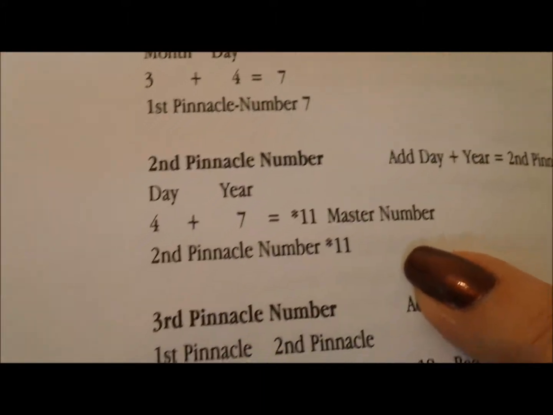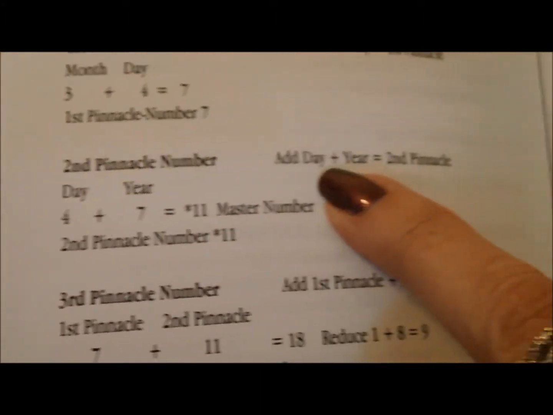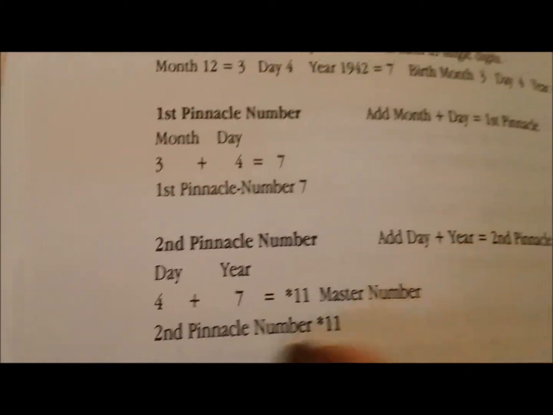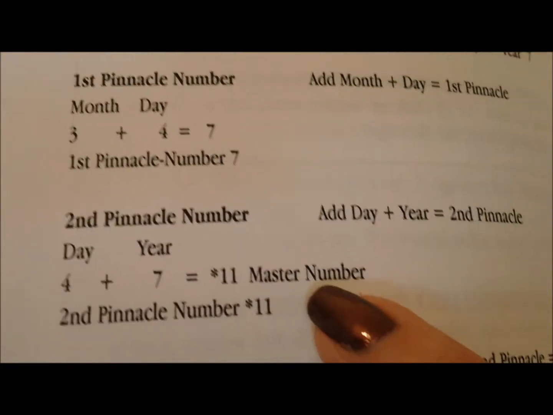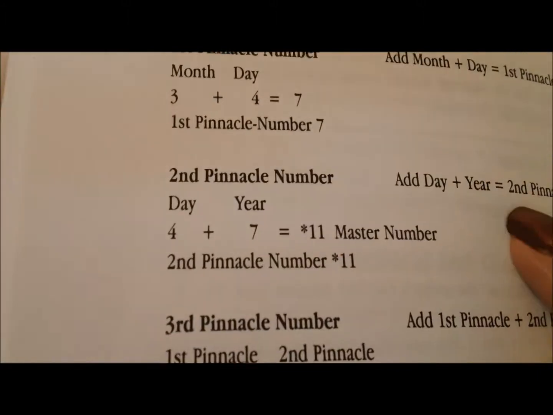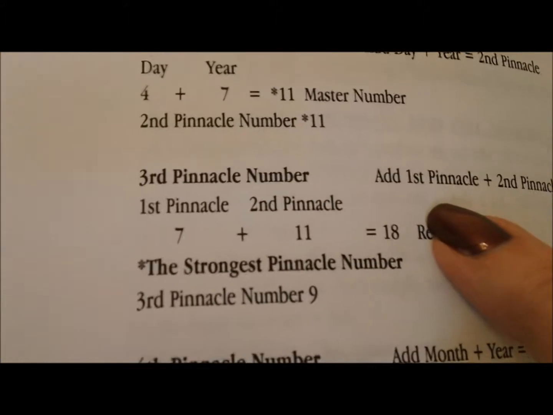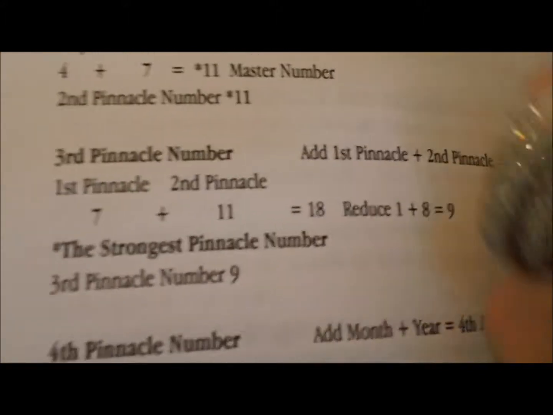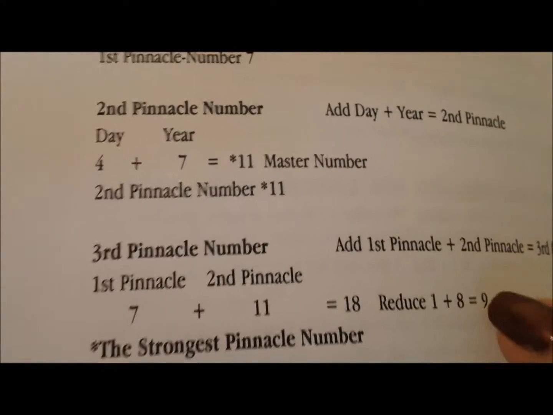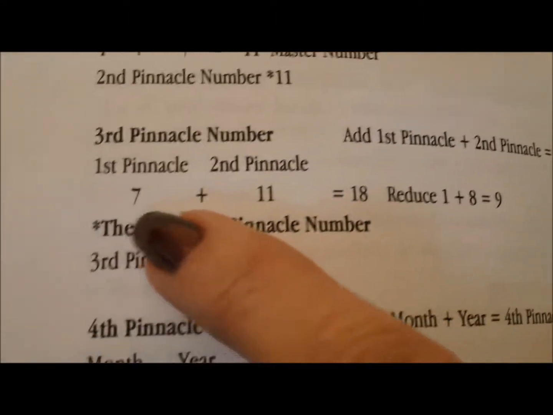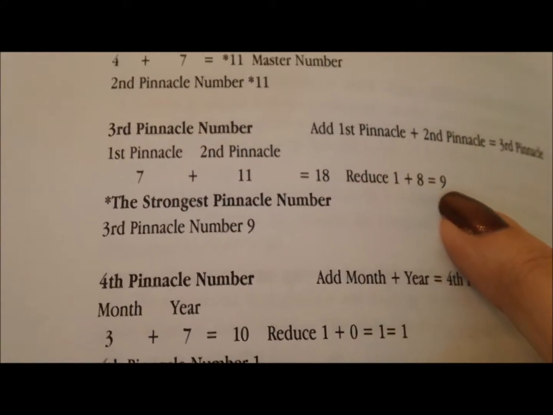My second pinnacle, I add my day, which is a 4, and my year, which was a 7, and that's master number 11. So second pinnacle is master number 11. The third pinnacle number, you add your first pinnacle, which was a 7, and your second one, which is 11. So 7 and 11, that's 18, that's a 9.